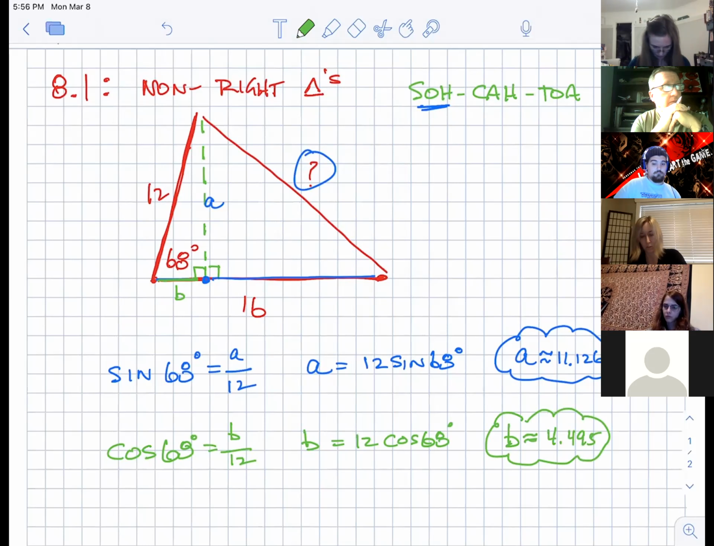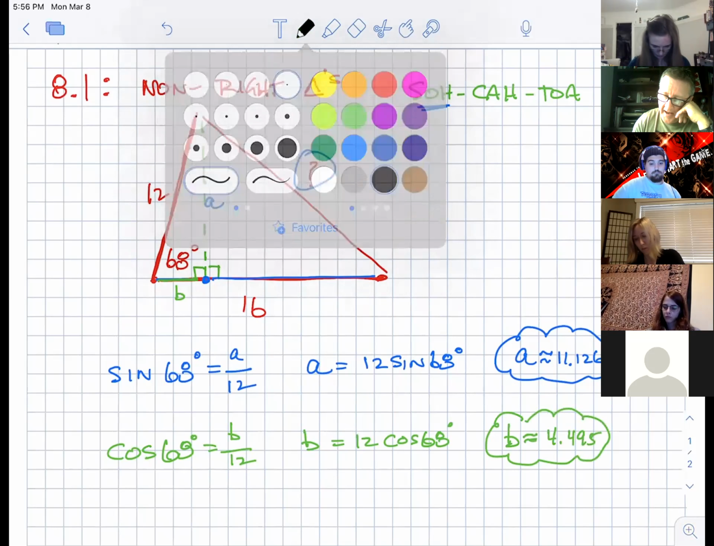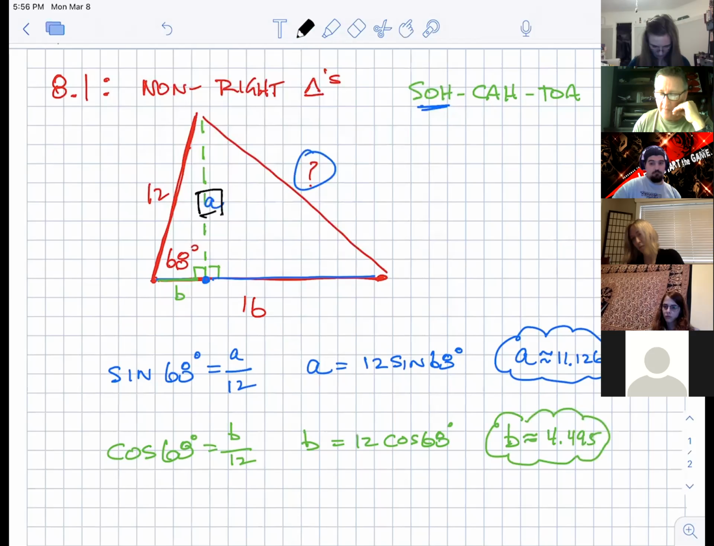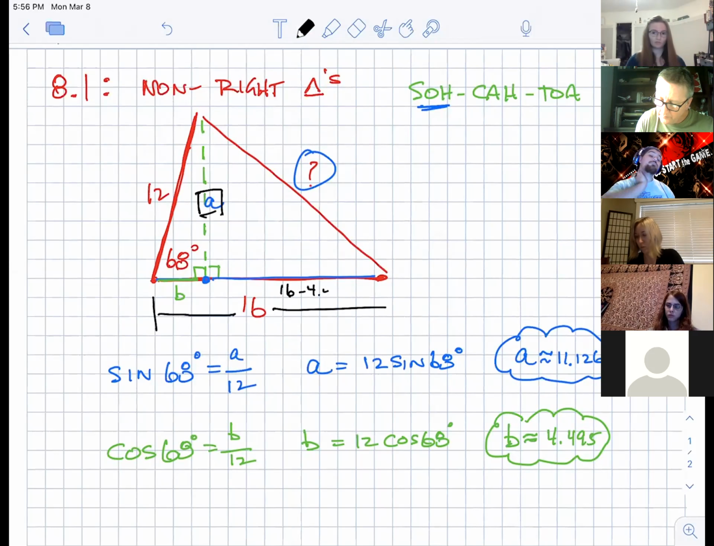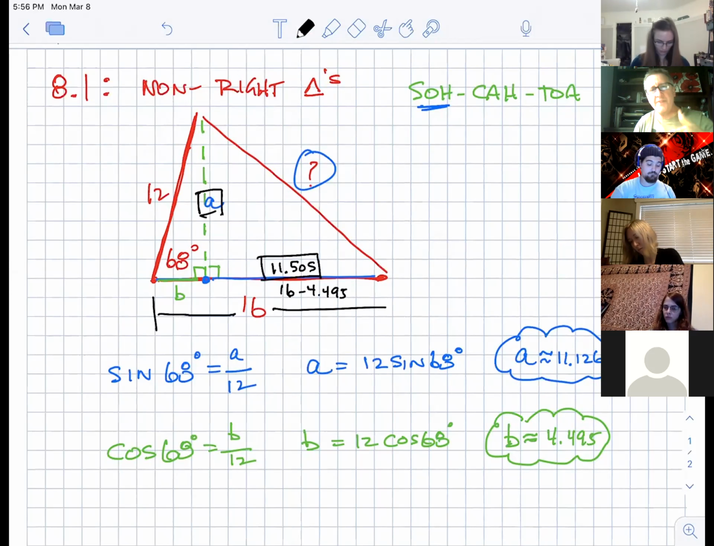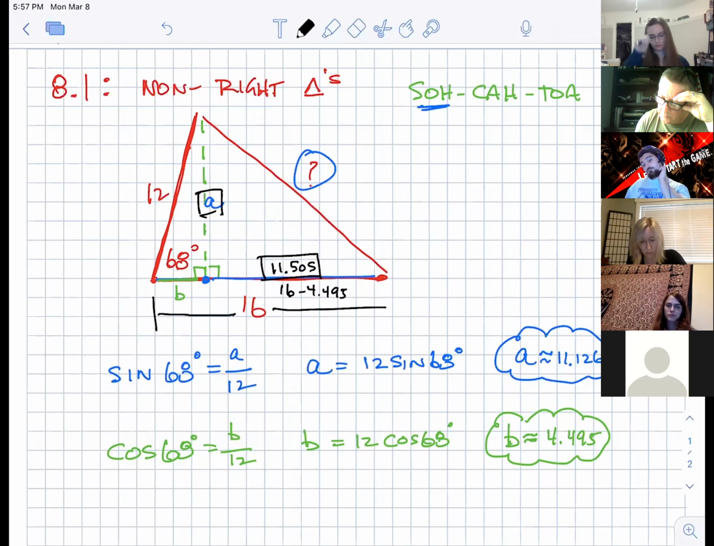However, do you notice that A is a part of that second right triangle? And now that you know B is 4.495, since you know this entire length here is 16, then isn't this length 16 minus 4.495? Which makes this length 11.505. So do you see how you're making inroads on the other triangle? Because the hypotenuse of this other triangle is what you'd like to know, but you didn't know anything about it. Well, now don't you know two things about it? So what are you going to do with these two things?